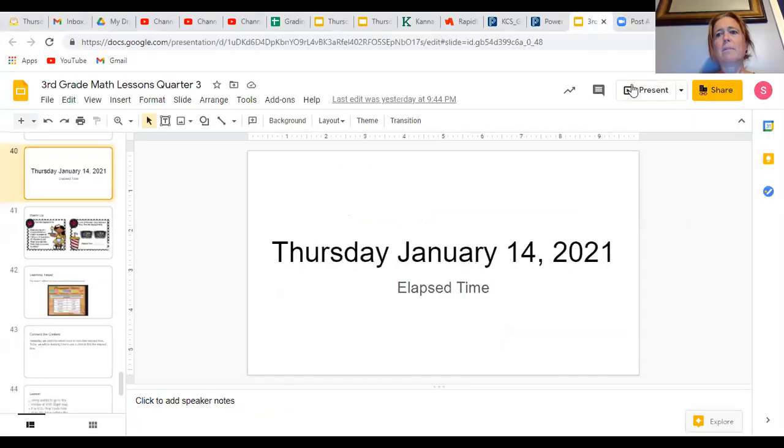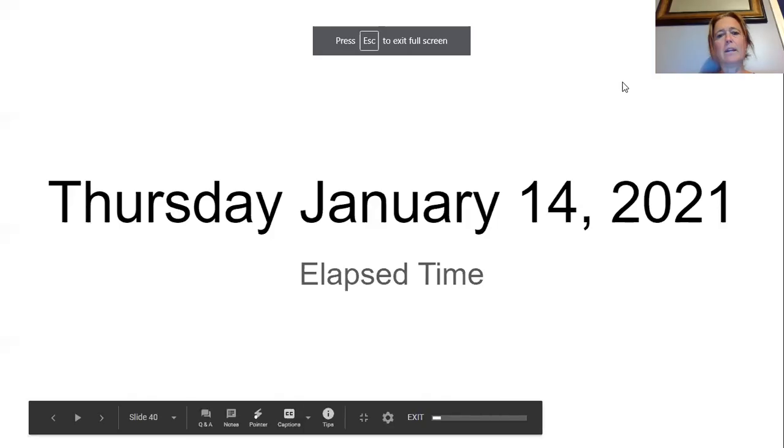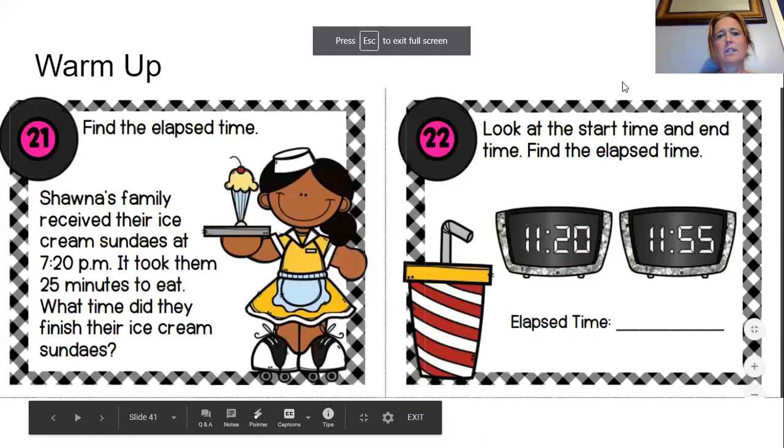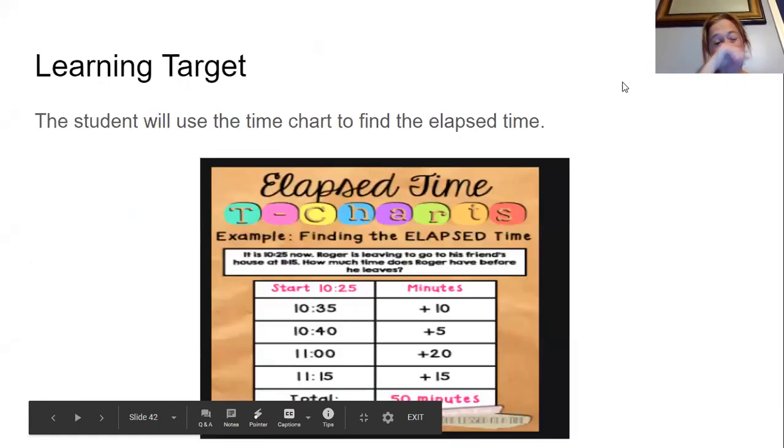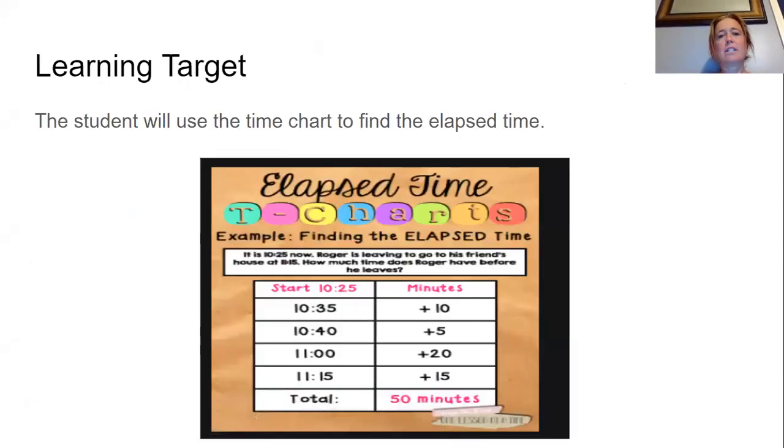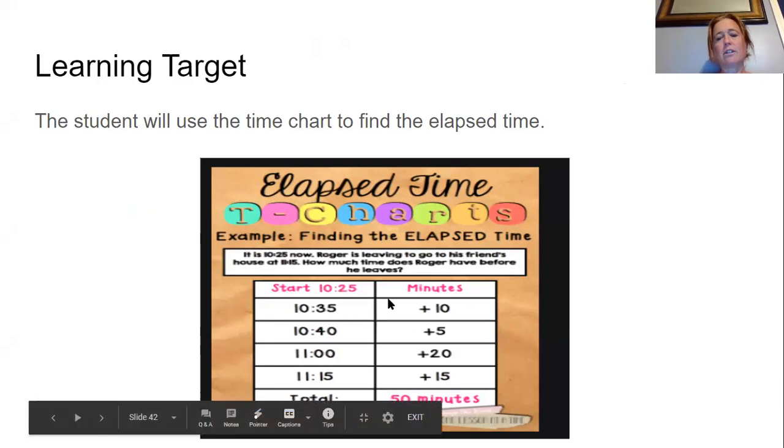We have been talking about elapsed time this week, and we will continue our discussion of elapsed time today. The topic of our discussion today is using a chart to figure out elapsed time.